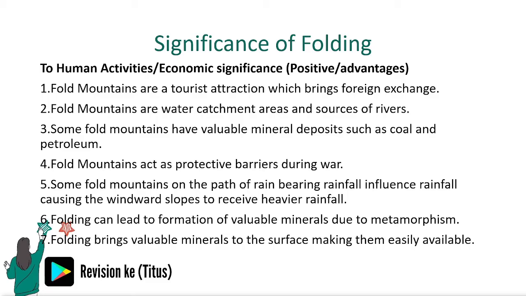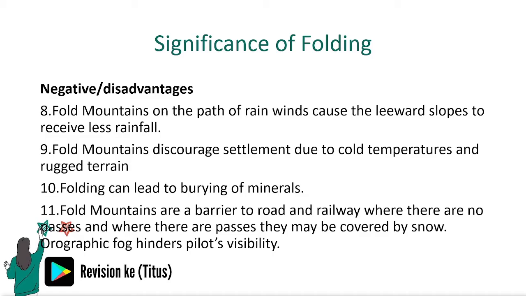Two, fold mountains are water catchment areas and sources of rivers. And three, some fold mountains have valuable mineral deposits such as coal and petroleum. Let's look at some disadvantages. One, fold mountains on the path of rain winds cause the leeward slopes to receive less rainfall. Two, fold mountains discourage settlement due to cold temperatures and rugged terrain. And finally, fold mountains can lead to barring of minerals, which makes it economically hard to extract them.